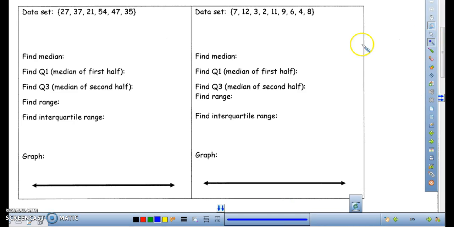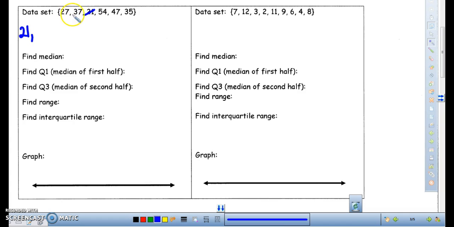Let's do the example on the bottom. You have data: 27, 37, 21, 54, 47, and 35. Before we find the median and draw the box and whisker, you have to put them in order from least to greatest. First, pick the lowest number, the least number, which is 21. So cross that out and write it here.